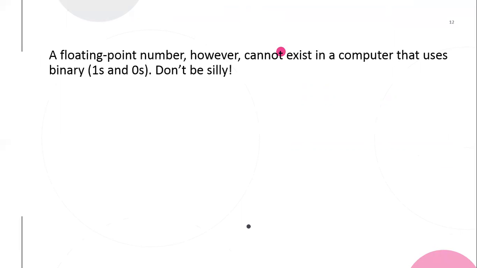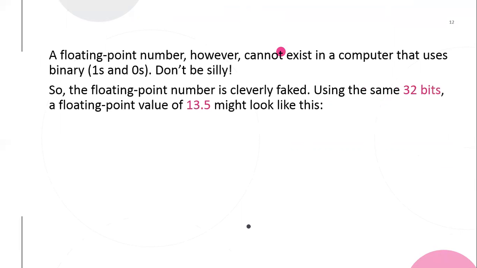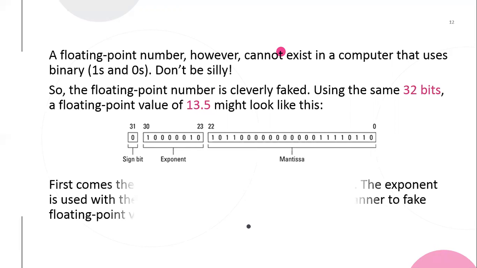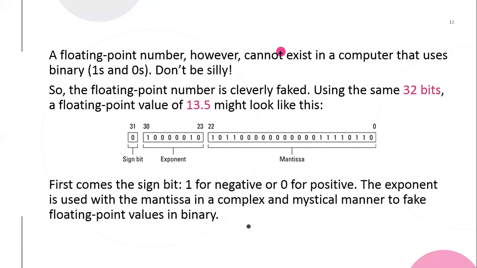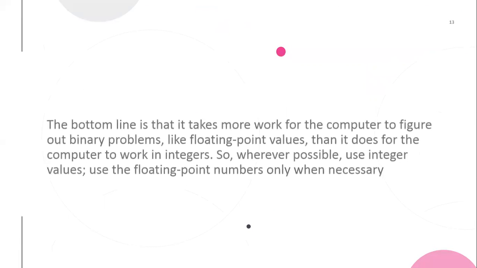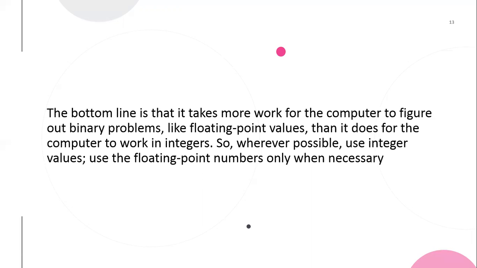A floating point number, however, cannot exist in a computer that uses binary. Of course not. So the floating point is cleverly faked using the same 32 bits. A floating point value 13.5 might look like this. First comes the sign bit, 1 for negative and 0 for positive. The exponent is used with the mantissa in a complex and mystical manner to fake floating point values in binary. The bottom line is that it takes more work for your computer to figure out binary problems like floating point than it does to work with integers.